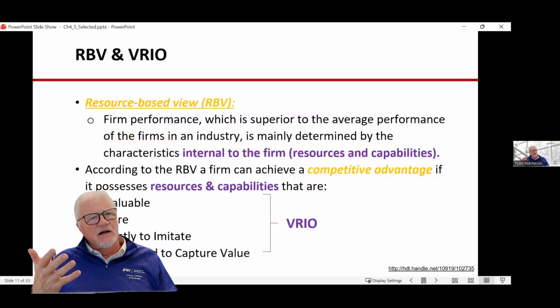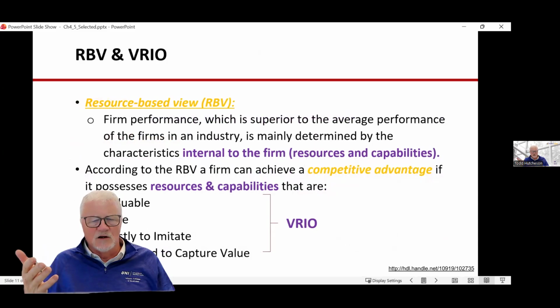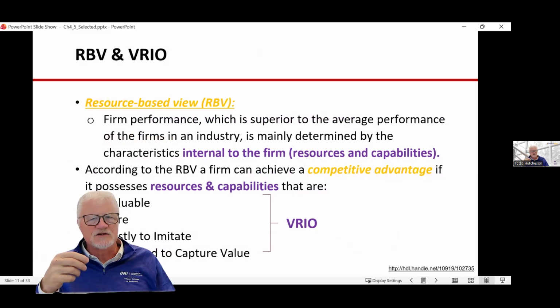So let's think about that again, a resource-based view. How do we evaluate that? We know we can identify our resources and capabilities, but then how do we evaluate them? Well, a simple way is to simply ask these questions. Have we created a competitive advantage? Are the resources and capabilities that we have valuable? Are they rare? Are they costly to imitate? And are they organized to capture value?